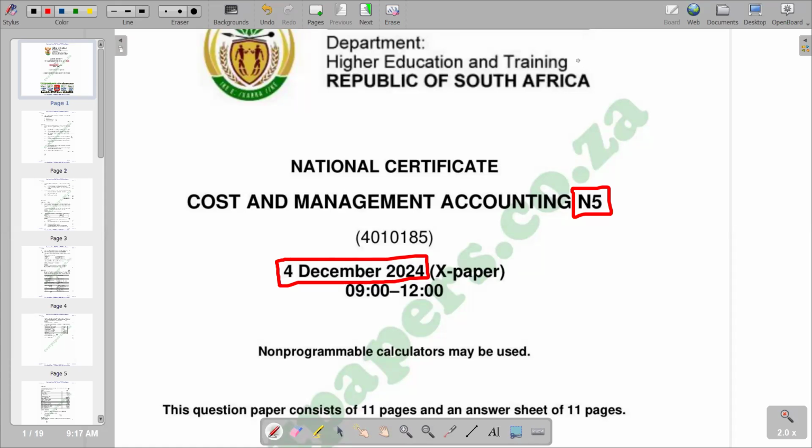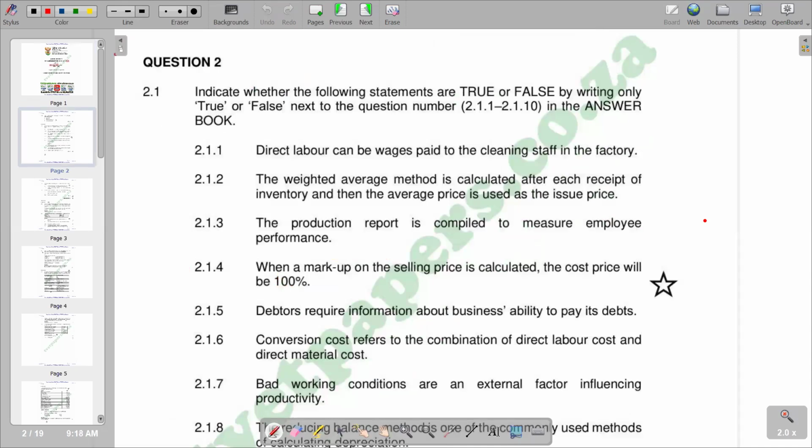In this video, we want to look at a question from the question paper of November 2024. We are going to look at the second question of that question paper, which is on true or false. The question reads: indicate whether the following statements are true or false by writing only true or false next to the question number, that is 2.1.1 to 2.1.10 in the answer book.